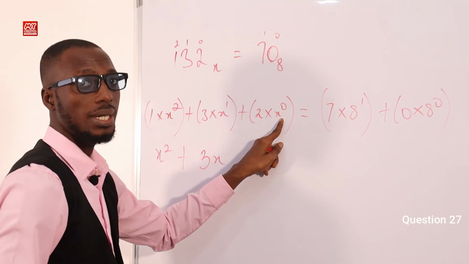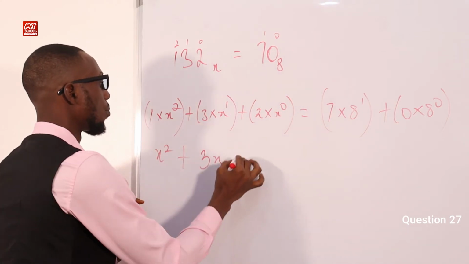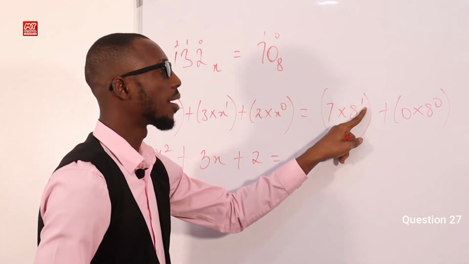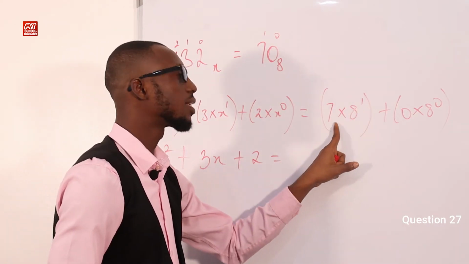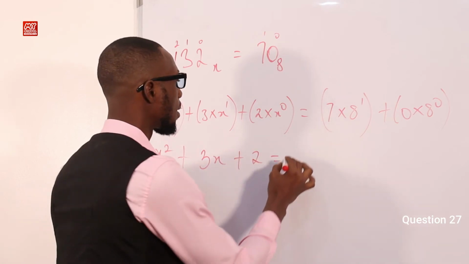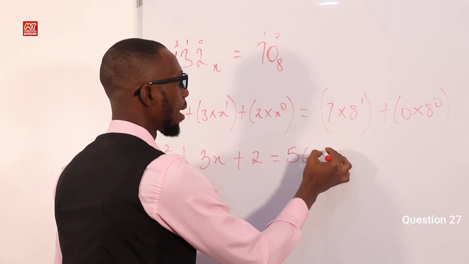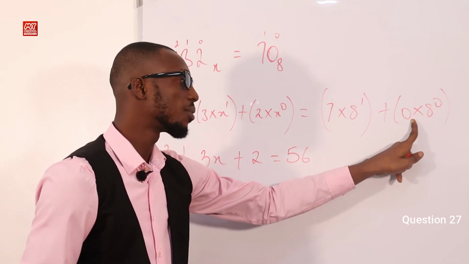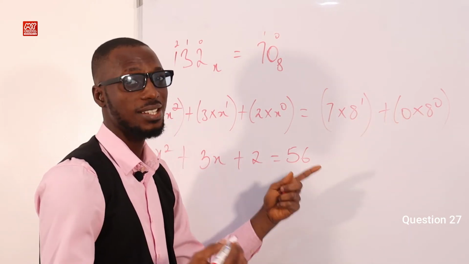x raised to power 0 is 1, 1 times 2, we have 2, equals 8 raised to power 1, that is 8. 8 times 7 is 56. Plus 8 raised to power 0, that is 1. 1 times 0 is 0. 0 plus 56 is still 56.